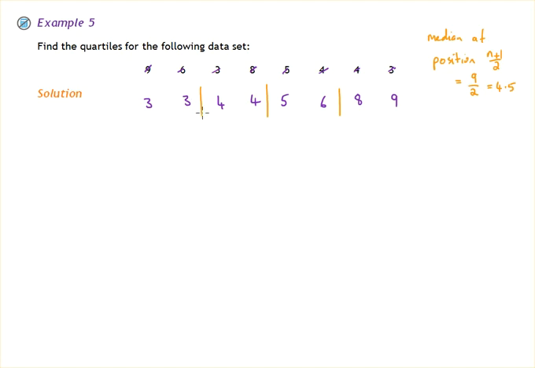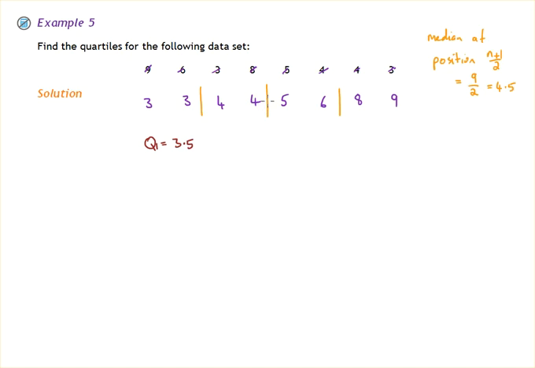Now, halfway between 3 and 4 is obviously 3.5, but a good way of finding halfway between any two numbers is to add them together and then divide by 2, and effectively you're finding the mean of those two numbers. So 3 and 4 is 7, and half of that is 3.5, so quartile 1 is 3.5. Quartile 2, which is also known as the median, is halfway between 4 and 5.